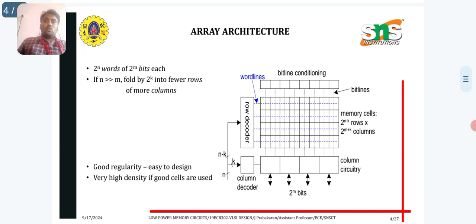And then the row decoder. The row decoder is responsible for selecting one of the word lines based on the address input. The row decoder ensures that only one row of memory cells is activated for a read or write operation. Next one is the column decoder. The column decoder selects specific bit lines for reading or writing data from or to the memory cells. This allows data to be accessed in the desired column within the selected row.